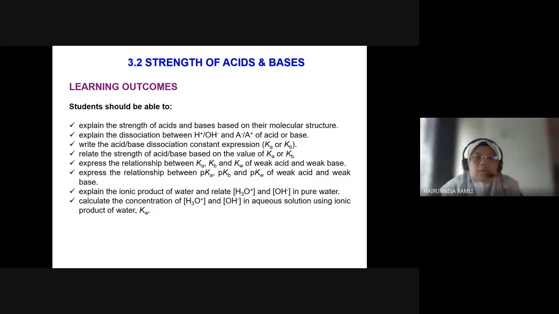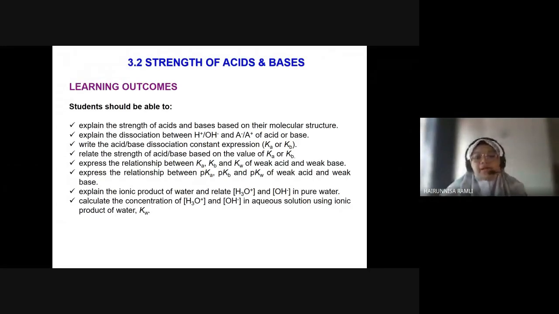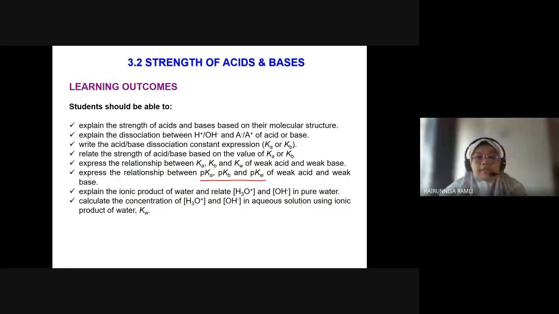And then relate the strength of acid based on the values of Ka and Kb, and express the relationship between Ka, Kb and Kw. So what is Kw? So many constants already. W actually refers to water. And then express the relationship between pKa, pKb and pKw. I will explain all of this: what is Ka, Kb, Kw, and what is pKa, pKb and pKw. And then explain the ionic product of water and relate the concentration of H3O+ and OH- in pure water, and of course calculation for the concentration. So you will learn all of this in this subtopic.